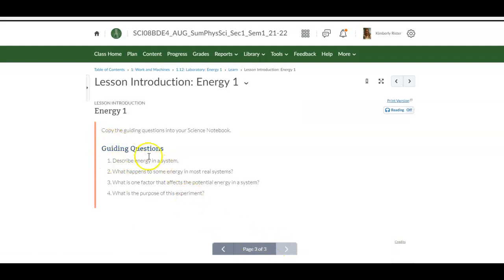And then here are your guiding questions. So these need to be, you can copy and paste them, you can handwrite them, however you're doing your science notebook, but those need to be on the right side.